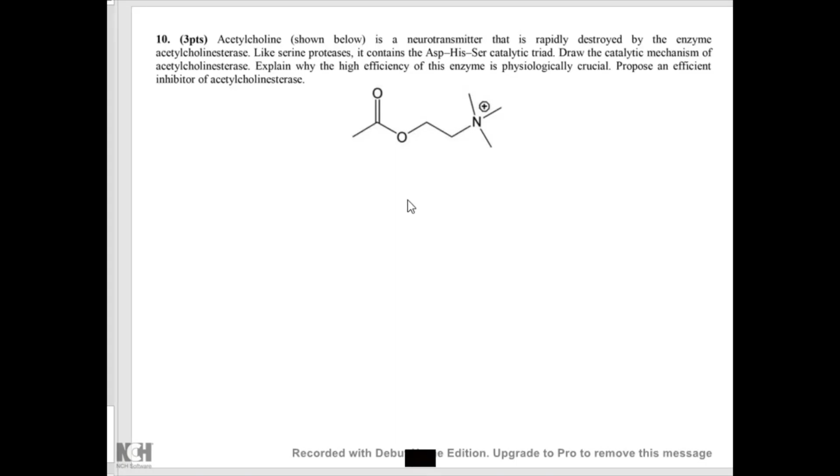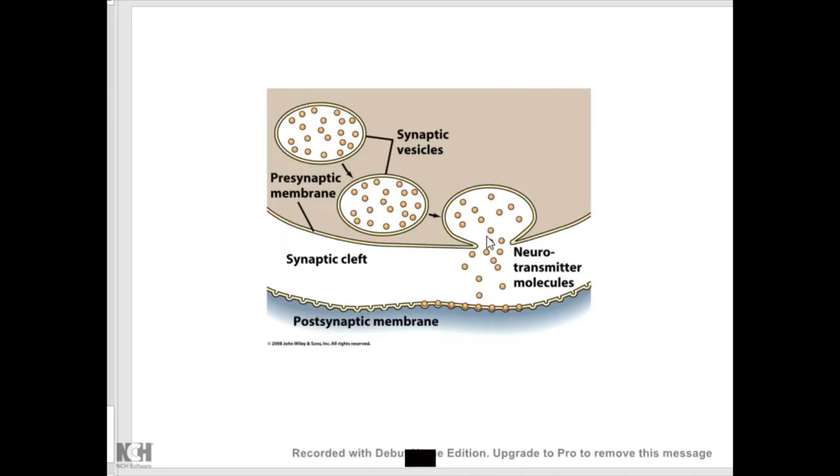And the last question, number 10, asks you to draw the catalytic mechanism of acetylcholine esterase. The substrate of acetylcholine esterase is shown here. First of all, I would like to explain the physiological significance of acetylcholine esterase. What you see here is a neurotransmitter released in a synaptic cleft between presynaptic membrane and postsynaptic membrane during signal transduction.